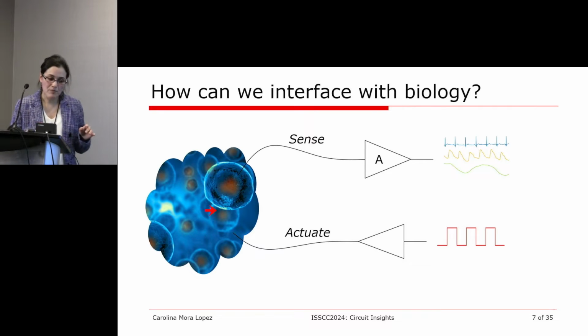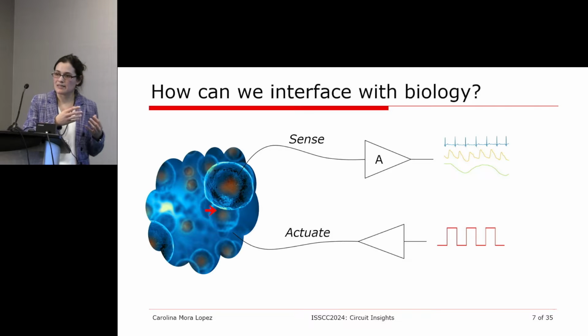What is very important is that for these two directions of interfacing, we need to be in contact with biology without damaging it. That means that all the materials and all the components that are part of this contact interface need to be biocompatible. Biocompatibility means that a material is not toxic and is not causing any adverse effect to the living organism, even when the materials are in contact with it for long periods of time.